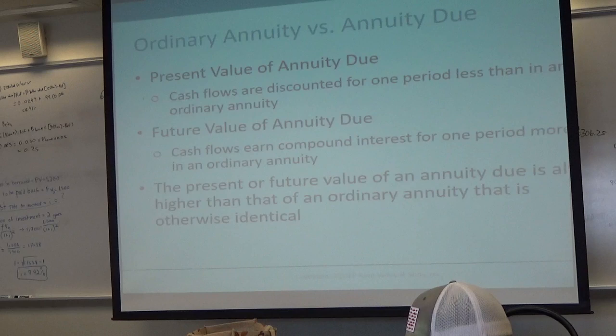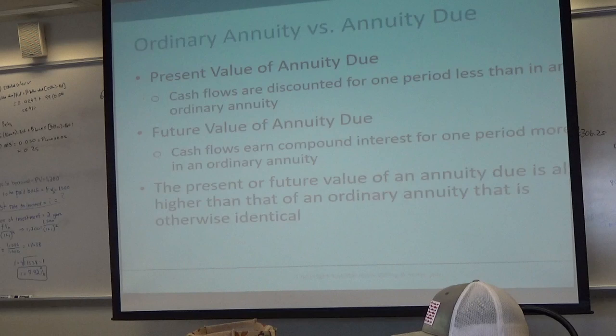An ordinary annuity versus an annuity due. So the present value of an annuity due is the cash flows that are discounted for one period less than an ordinary annuity. And the future value of an annuity due is cash flows earned compound interest for one period more than the ordinary annuity. And the present value or future value of an annuity due is always higher than that of an ordinary annuity that is otherwise identical.